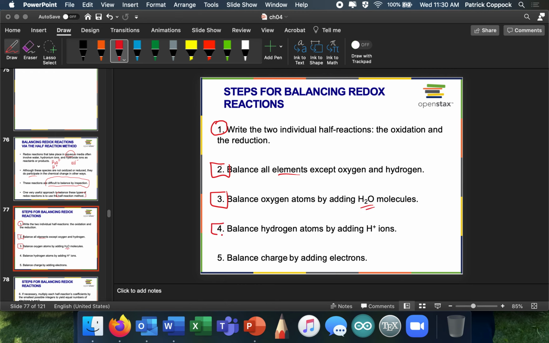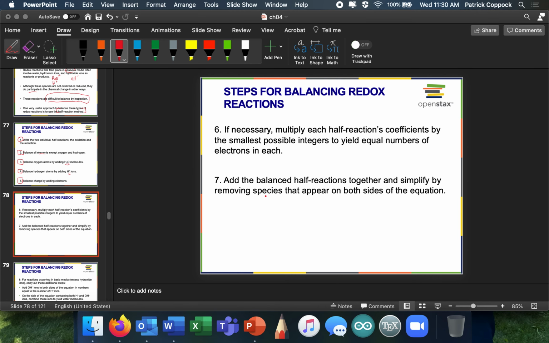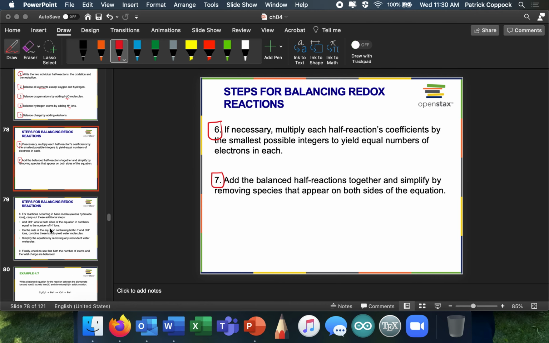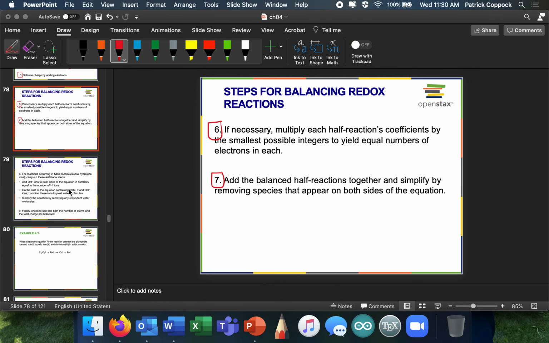Then we balance all hydrogen atoms, they're really protons, by adding H+ ions to whichever side is necessary. Then we balance all charge by adding electrons. If necessary, we multiply coefficients so that we can cancel stuff. Watch this. And then we add them together. So let's do an example. Okay, I'm sorry, one more thing.